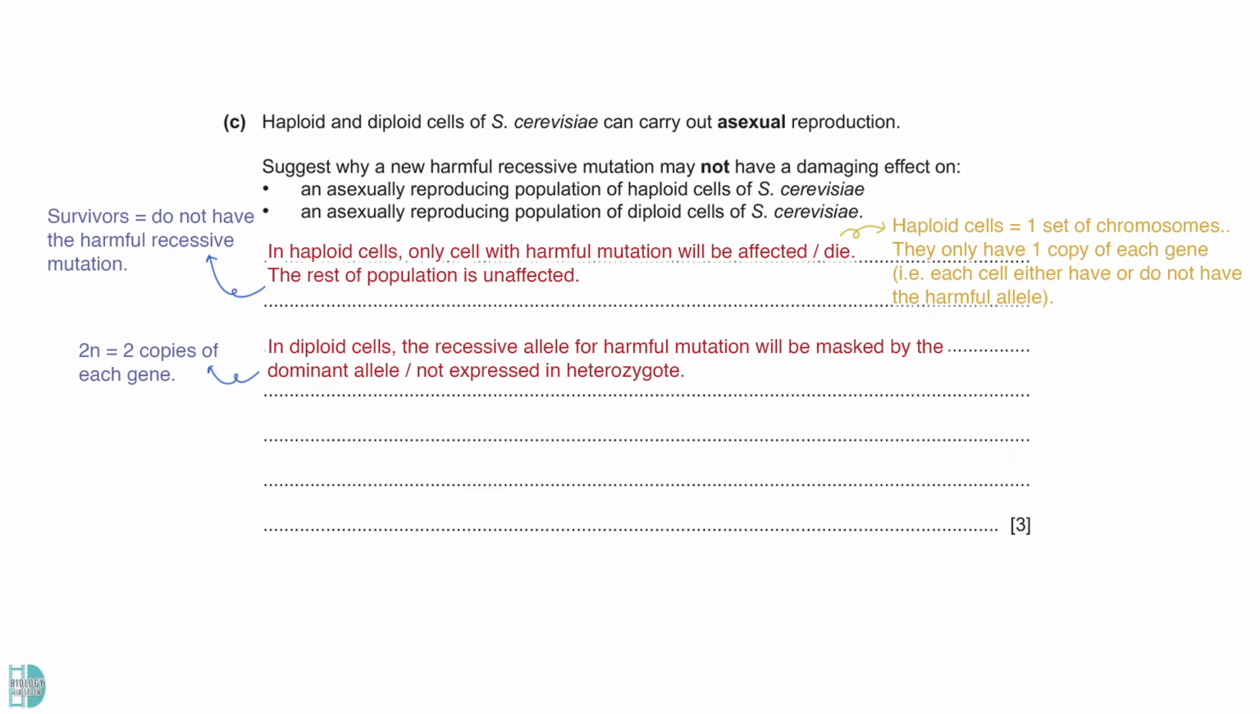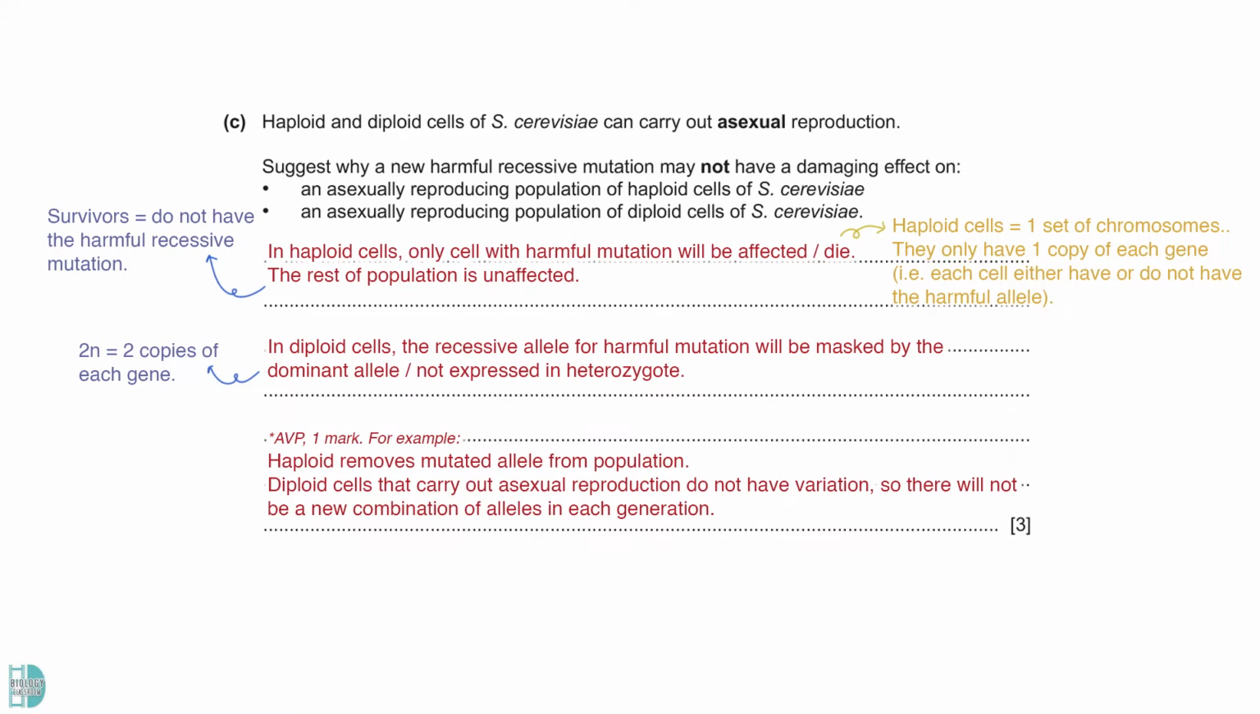There is a mark for AVP. You can state that the haploid cells help remove the harmful alleles from the population when the cells die. You can also talk about how the diploid cells that carry out asexual reproduction will not have any variation. So, there will not be a new combination of alleles in each generation.